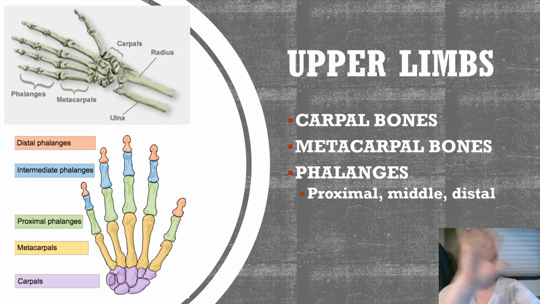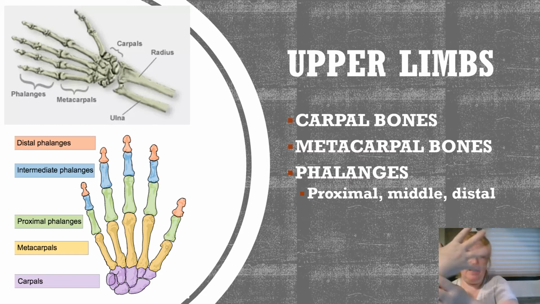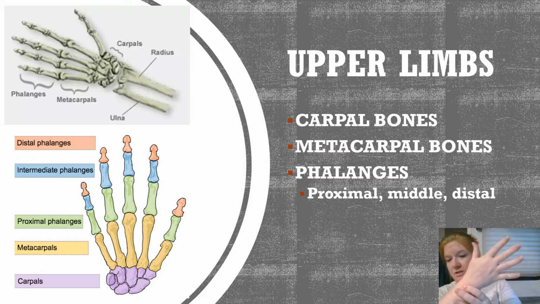Okay, so now let's talk about the wrist and hand. So we have carpal bones. Those are wrist. I'm not asking you to remember any of the individual names. And then you have phalanges, your fingers, okay? You also have the metacarpal bones, the bones of your hand. So you have carpals, your wrist, metacarpals, the bones of your hand, then you have phalanges.